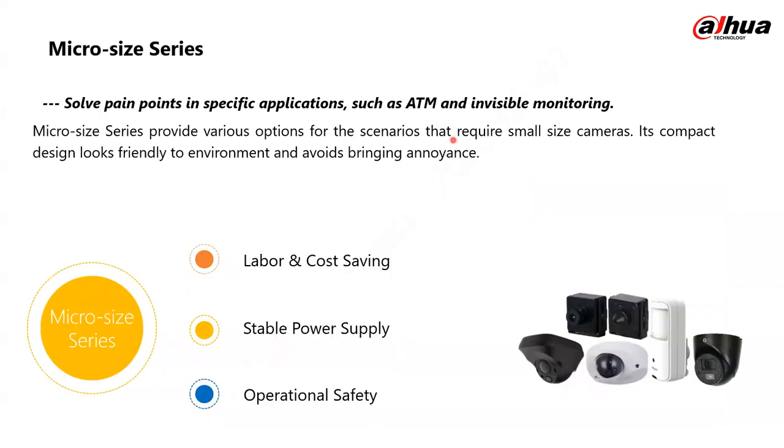Then we have the last section of today's presentation, the microsize series. These microsize series are small cameras meant to solve different pain points in specific applications, such as ATMs and invisible monitoring situations or environments. You have them mounted in places where they cannot be easily traced by other individuals. This provides various options for scenarios that require small-size cameras. They have a very compact design, look friendly to the environment, and avoid bringing annoyance in places where they've been put.